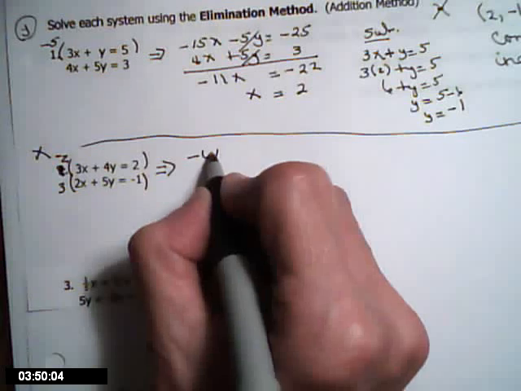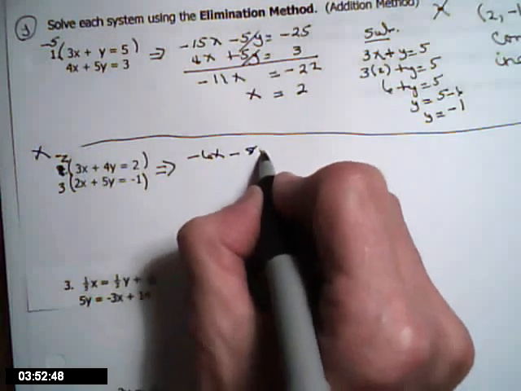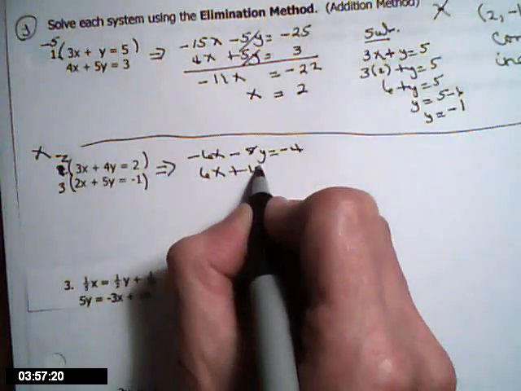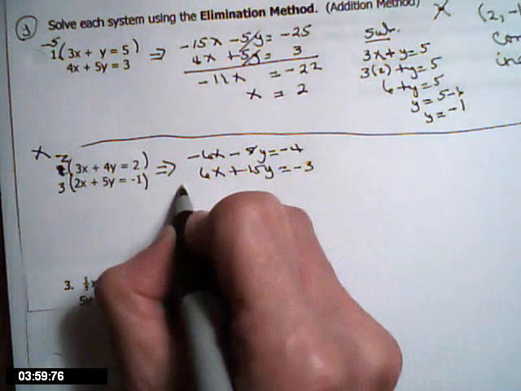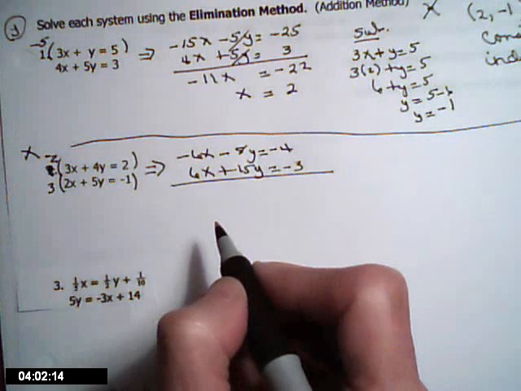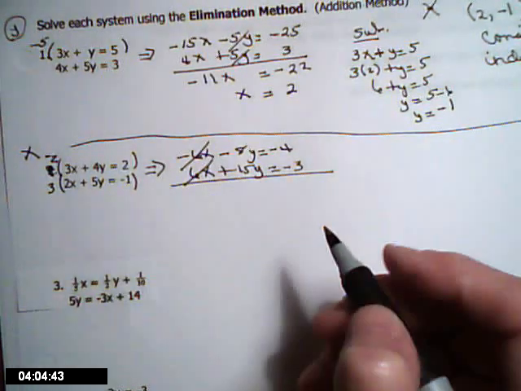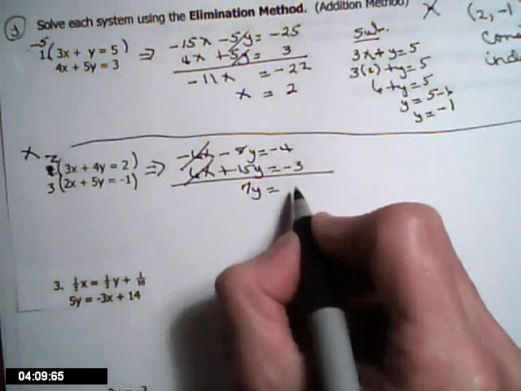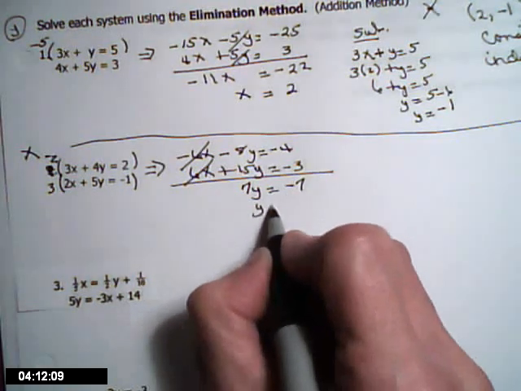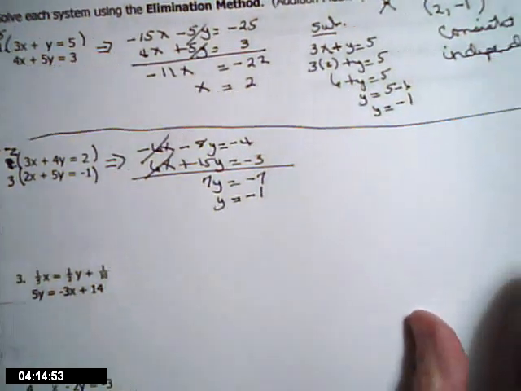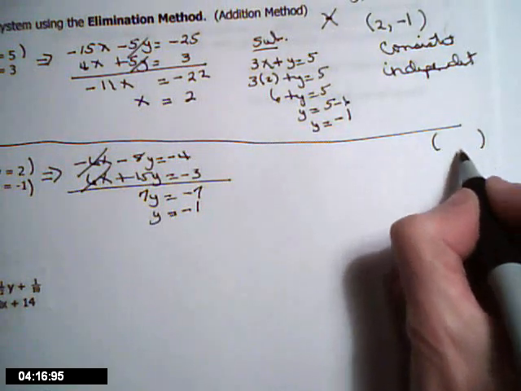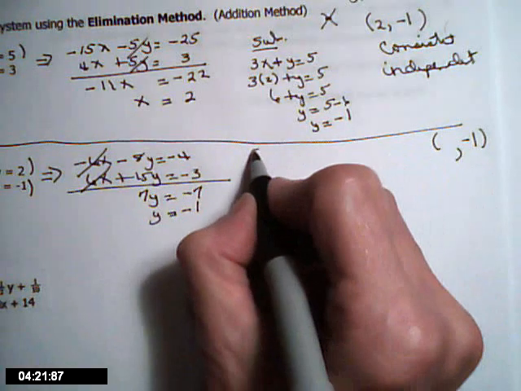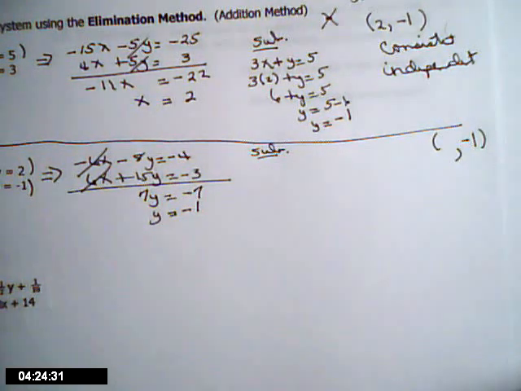Now let's try this. That's going to be negative 6x, negative 8y equals negative 4. And then 6x plus 15y equals negative 3. Now remember, I'm trying to eliminate x. 6 minus 6 is 0. 15 minus 8 is 7y. Negative 4, negative 3 is negative 7. So that's y equals negative 1. Now, you notice again that I now have one part of an ordered pair. I have the y. So to get the x, I'm going to substitute.